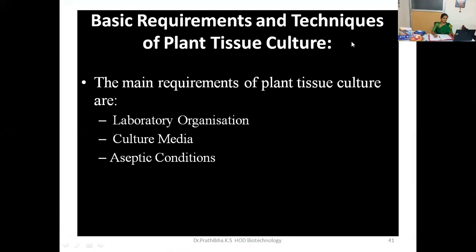The main requirements of plant tissue culture are laboratory organization. The laboratory design is very important, and the laboratory should compulsorily fulfill some parameters. The next most important things are culture media or culture medium, then aseptic conditions. All these parameters play a very important role in plant tissue culture conditions.